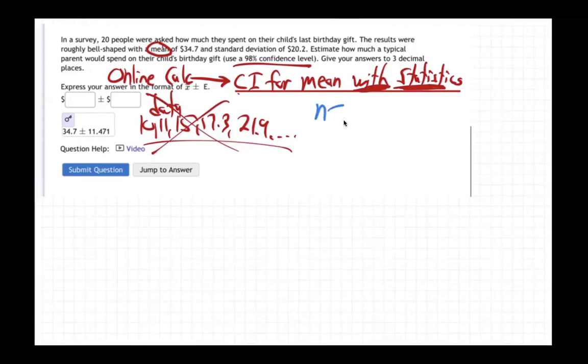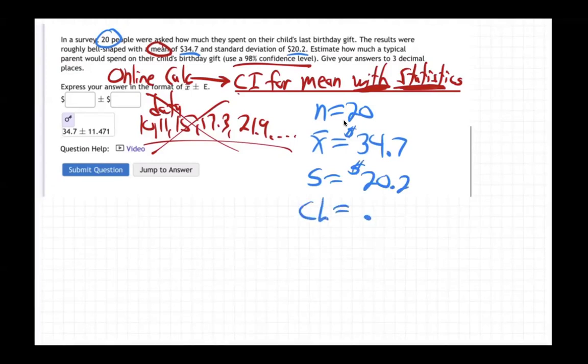What numbers? Well, it's going to ask us for N. That's 20 people. It's going to ask us for X bar. That's the average, the mean, 34.7. In other words, the average parent spends $34.7 on their child's birthday gift. Standard deviation, 20.2. That means that, from parent to parent, it varies. And the confidence level, 0.98. Remember, you always have to make that a decimal, so that 98% becomes 0.98. Now, when we get our answers, it's not yet going to be this. That's going to be a second step. Let me show you. Let's go to the online calculator.